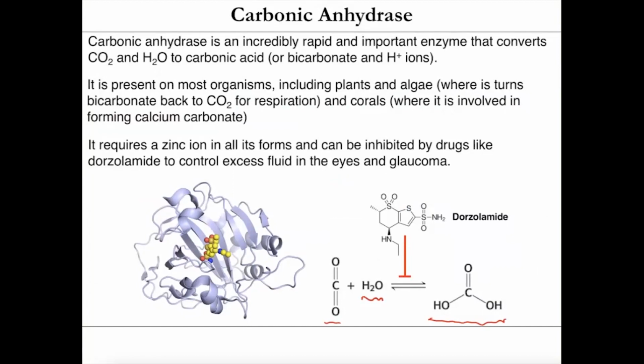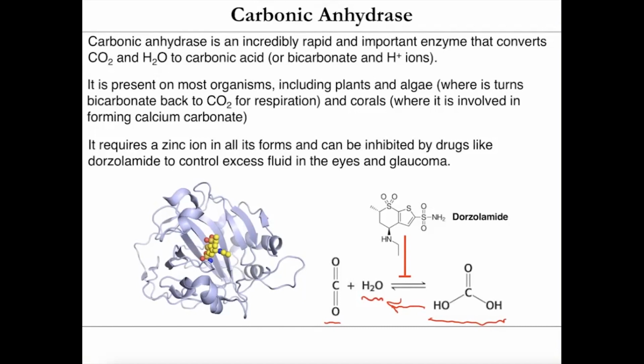So it's present in almost all organisms, including plants and algae. So in plants and algae, it'll actually convert this bicarbonate back to CO2 for respiration. And in corals, it's actually involved in forming calcium carbonate in coral polyps. So it does require a zinc ion in every single form. So there's a few different forms, like in humans versus plants and stuff, but it requires a zinc ion in all those forms. So that's why you need zinc in trace amounts.